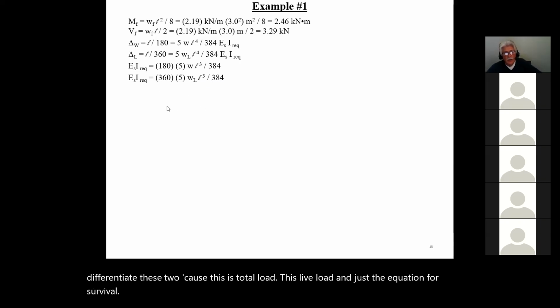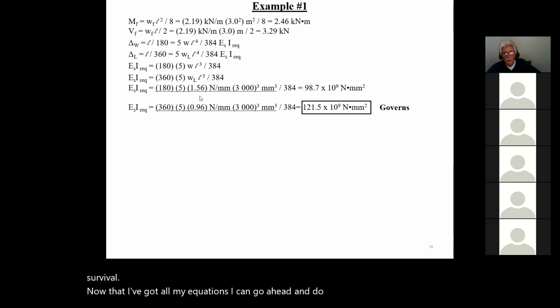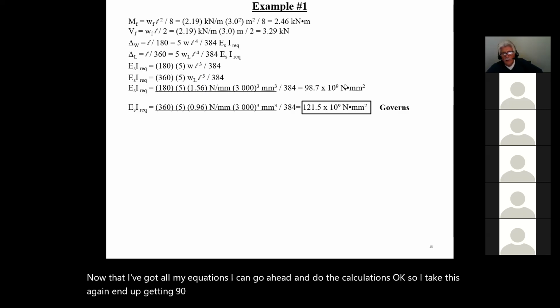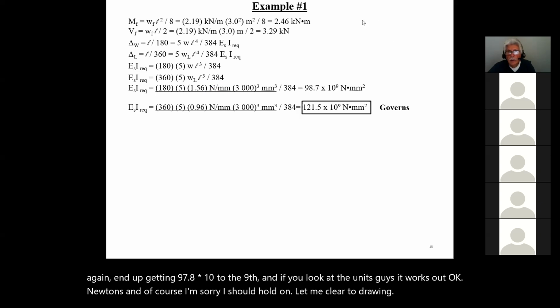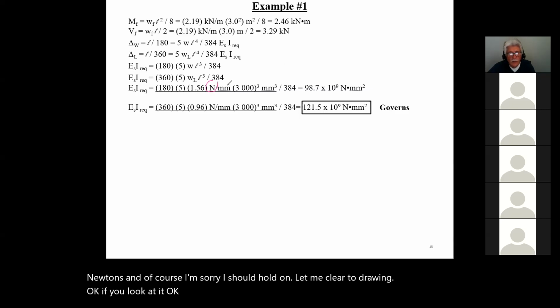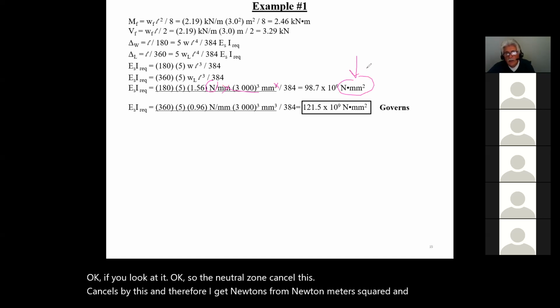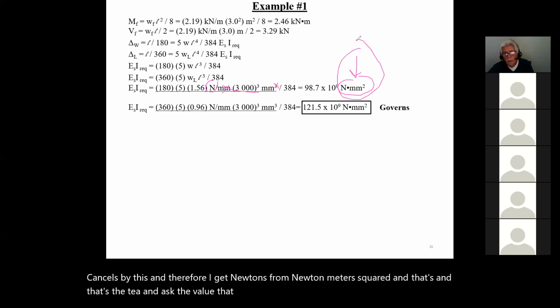Now that I've got all my equations, I can go ahead and do the calculations, okay? So if I take this I end up getting 97.8 times 10 to the ninth. And if you look at the units, guys, it works out, okay? Newtons, and of course, I'm sorry, hold on, let me clear the drawing. Okay, if you look at it, this cancels by this, and therefore I get newton millimeters squared, and that's the value that you see in the tables for the stiffness of the beam.